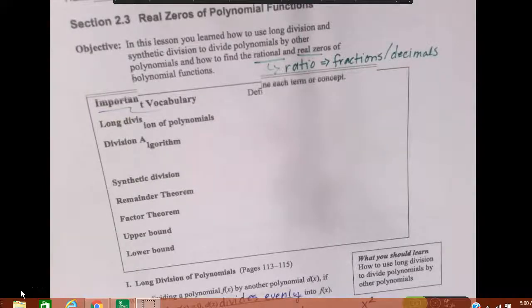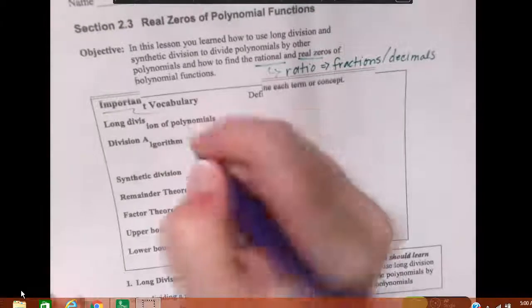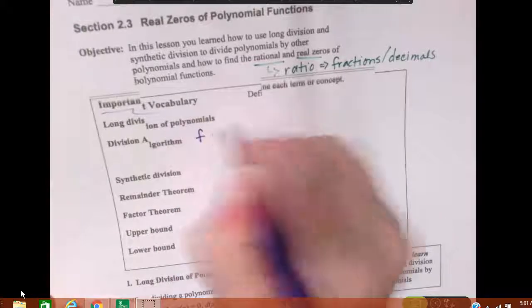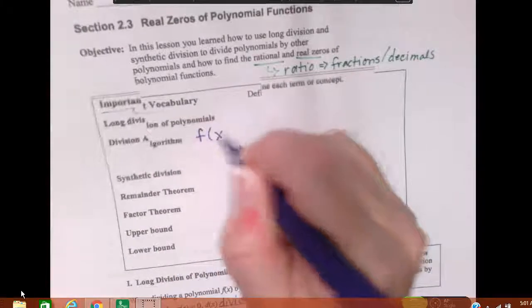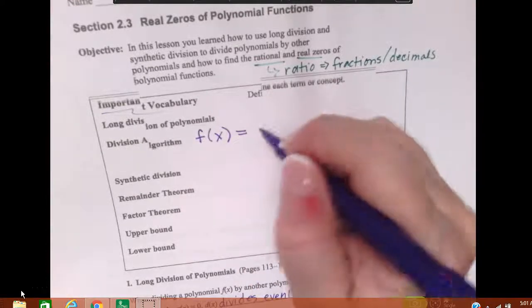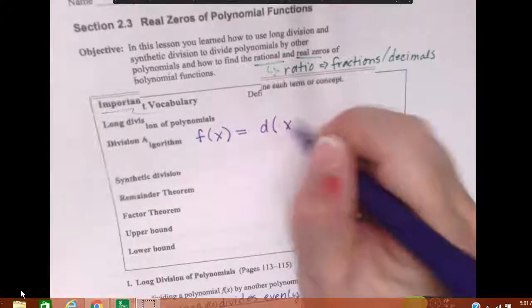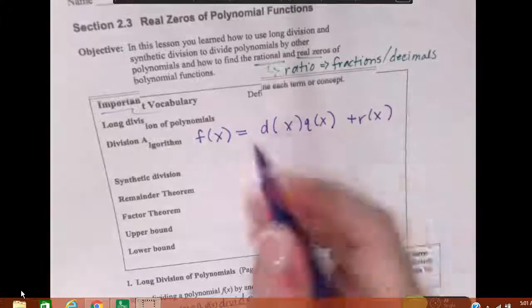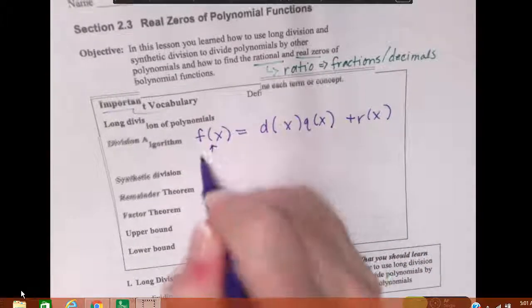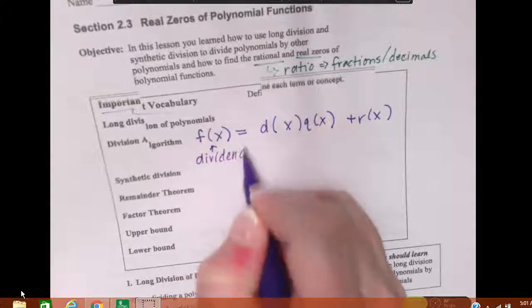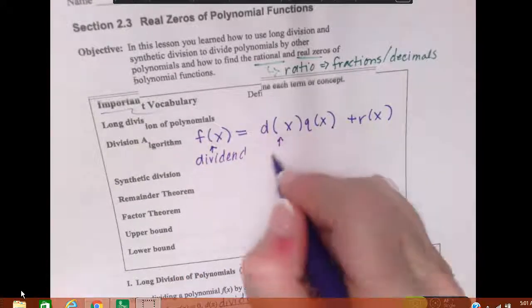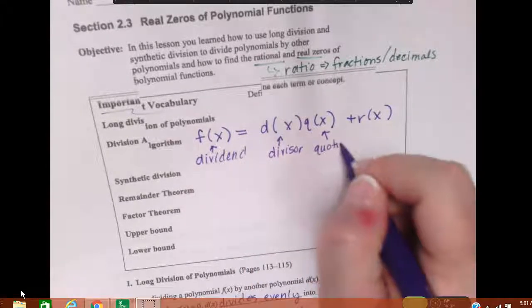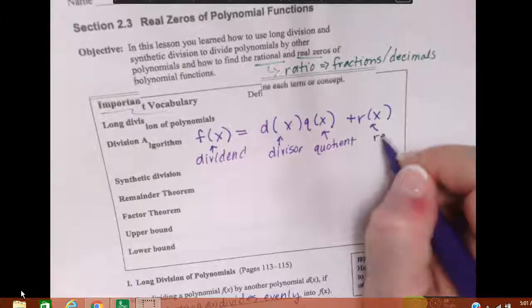Before I look at synthetic division, I just want to write a few things down for you in what's called the division algorithm. What we just did with that long division, we followed a certain process. So I just want to define a few of the terms. Here we have the dividend. Here we have the divisor. Here we have the quotient. And here we have the remainder.